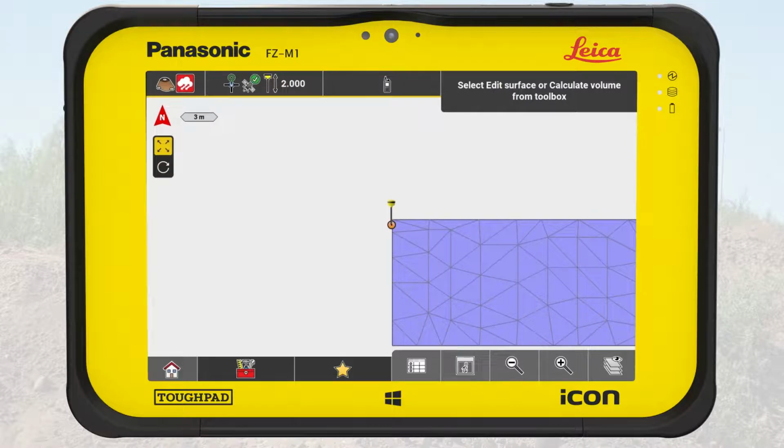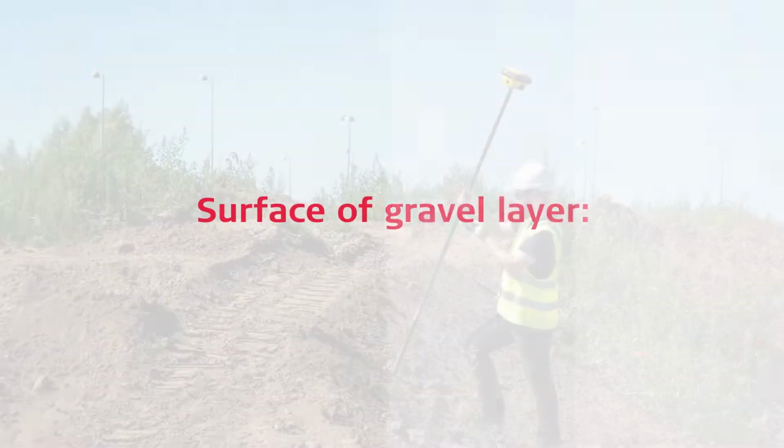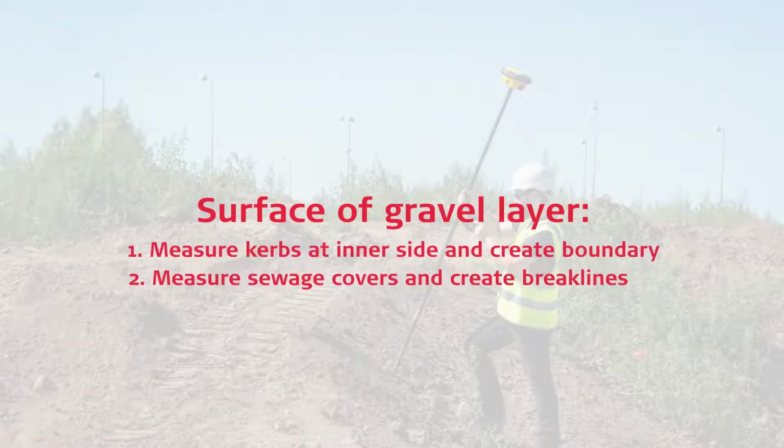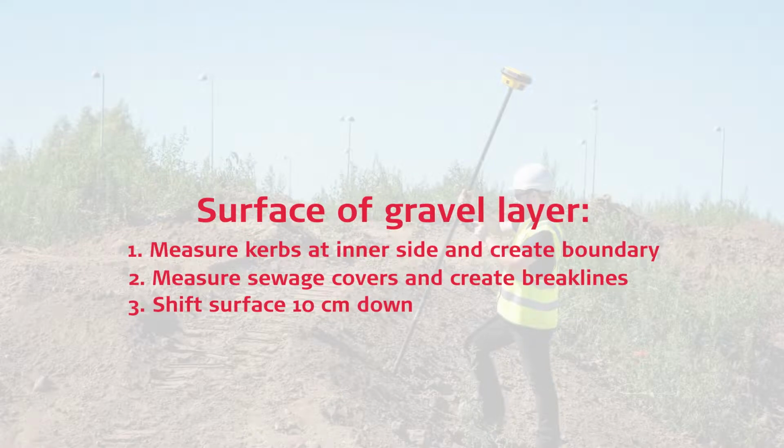As this area is slightly smaller than the subgrade, we will create a new surface. First, we will measure the inner side of the curbs and create the boundary. Second, we will measure the sewage covers and add break lines between these points and the edge points. Third, we will shift the created surface down, and on top a layer of asphalt will finalize the parking lot.